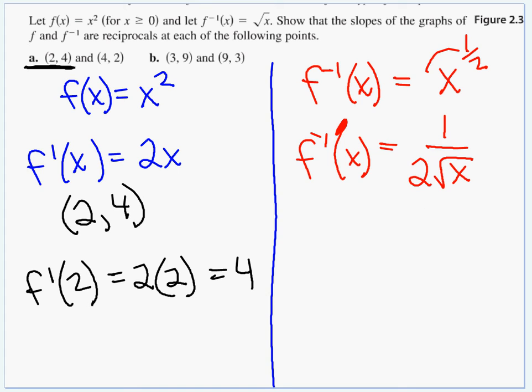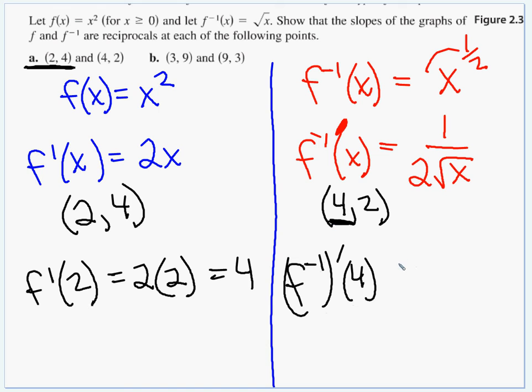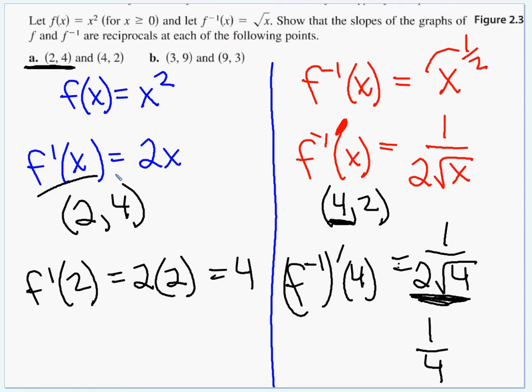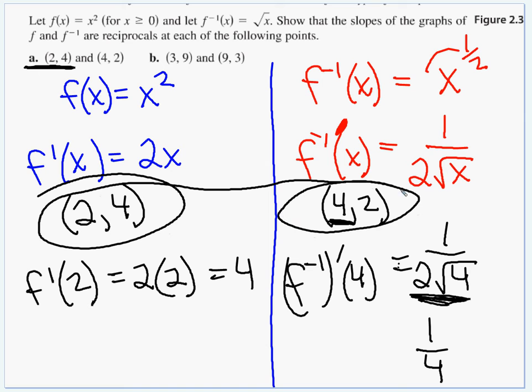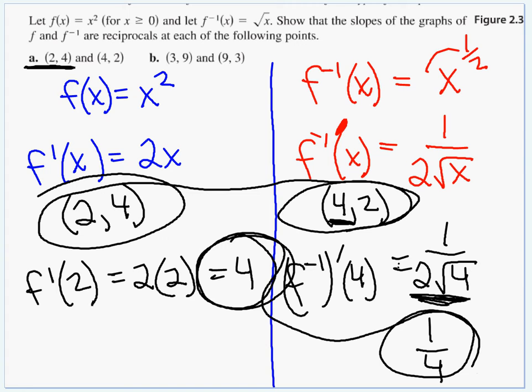Now let's hop over to the other function, the inverse function, where the reflected point is (4, 2). In the square root function, you put in a 4. The square root of 4 is 2. So now here in this f inverse prime, we're going to plug in the 4 value. That's going to be 1 over 2 times the root of 4. Well, that root of 4 is a 2, so that denominator is just 2 times 2, or 4, so 1/4. So I'll say it again. We have our reflected points, and at those reflected points, we have reciprocal slopes, 4 and 1/4.